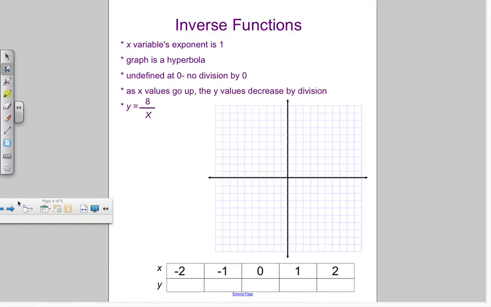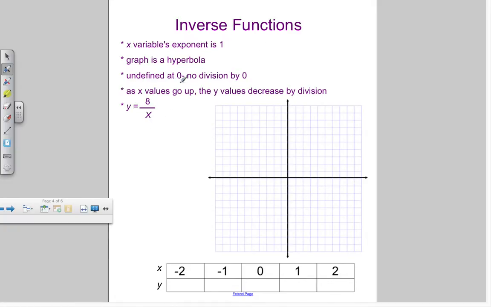Okay, our third family is called an inverse function. The variable is x, and the variable's exponent is still a 1. See, I have a 1 here. The graph is what's called a hyperbola or inverse. We'll get to that shape in a moment.